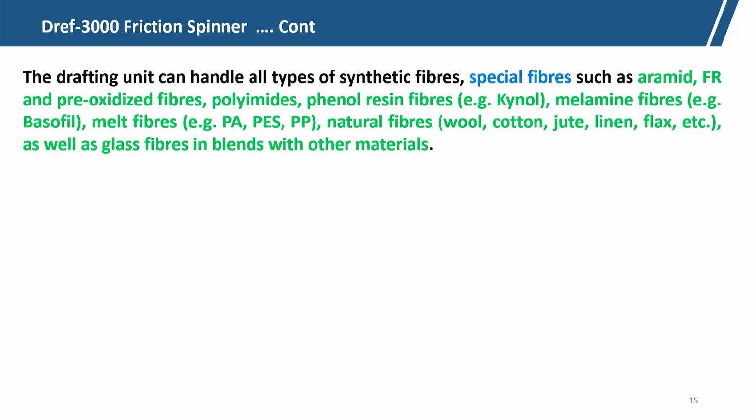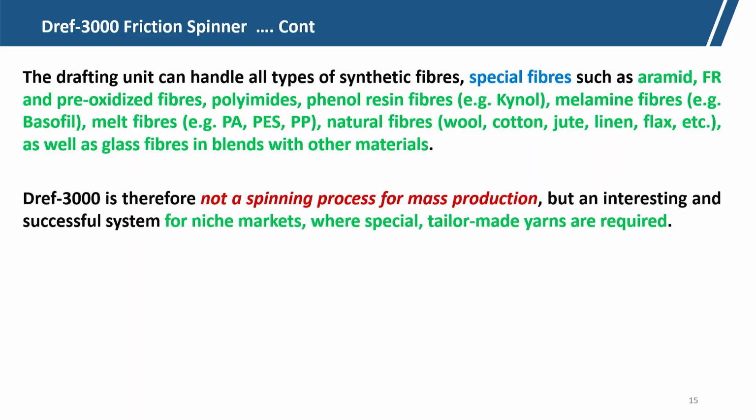So, the drafting unit can handle different types of fibers. Basically, it is used for specialty fibers such as aramid, FR. Okay. So, this type of specialty fibers we can use. And Dref 3 is not a spinning process for mass production. For mass production we can use Dref 2, and here this is only for a niche market, because the cost of production will be high. So, for a niche market we can use this machine.